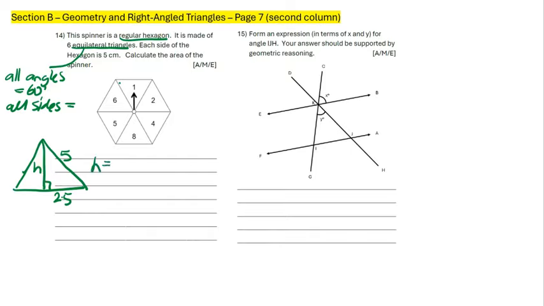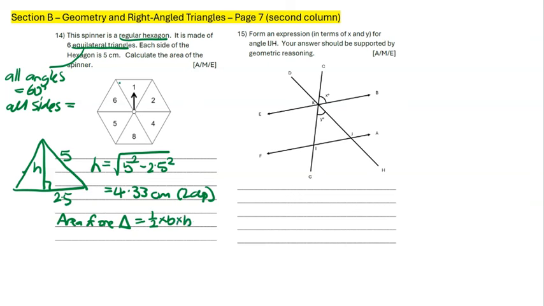So h is going to be equal to 5 squared, which is my long side, minus 2.5 squared, which is my short side, and I need to square root that. When I do that square rooting, I get 4.33 centimeters to 2 dp rounding. Now that I've got that, I can find the area of one triangle. Don't forget, area equals 1/2 of base times height. So let's jot that down. Area of one triangle is 1/2 times base times height.